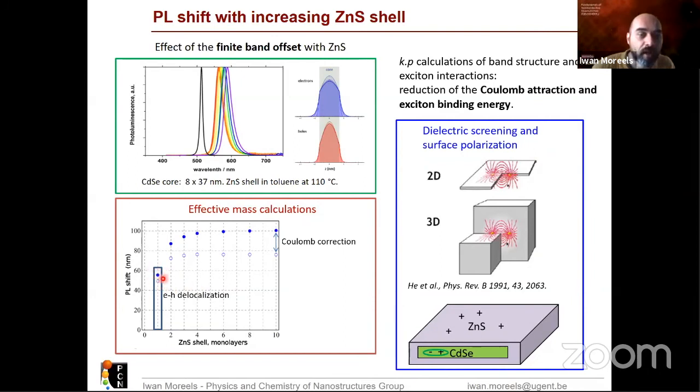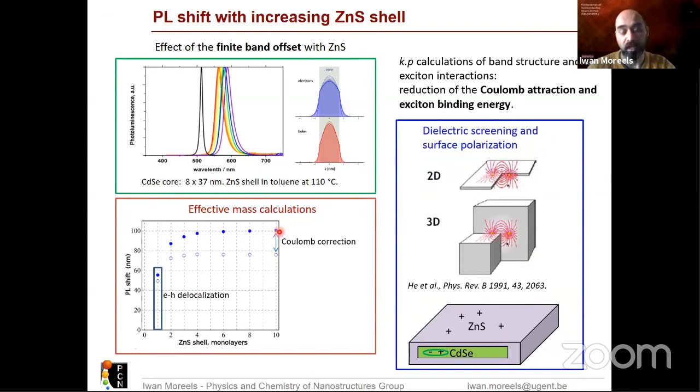You see that by growing a thin shell of zinc sulfide, even one monolayer, you have some electron hole delocalization, reducing the quantum confinement effect, redshifting the fluorescence by about 50 nanometers. But then when you start to grow a thicker shell, the fact that you put more and more semiconductor material leads to a very strong additional Coulomb correction of the electron hole interactions, which means you have a further redshift of your band gap. These are calculations done without taking this electron hole Coulomb interaction into account, and you see that after 2 monolayers you have a constant shift. You don't shift the band gap anymore, but when you have taken into account the Coulomb interactions, the fact that you grow a thicker and thicker zinc sulfide shell means you will further and further shift the band gap of this material.